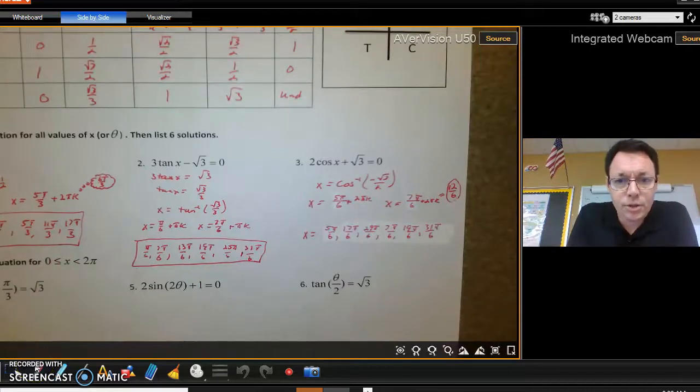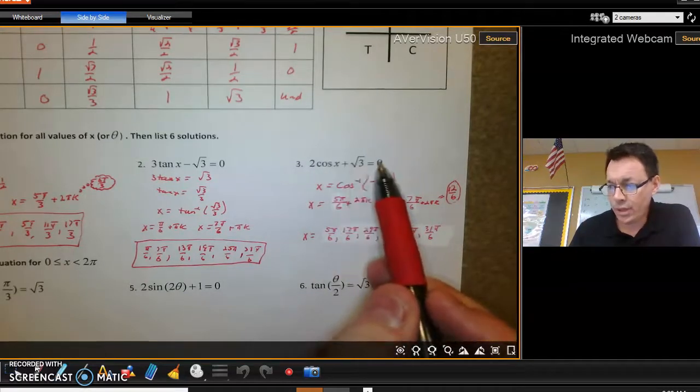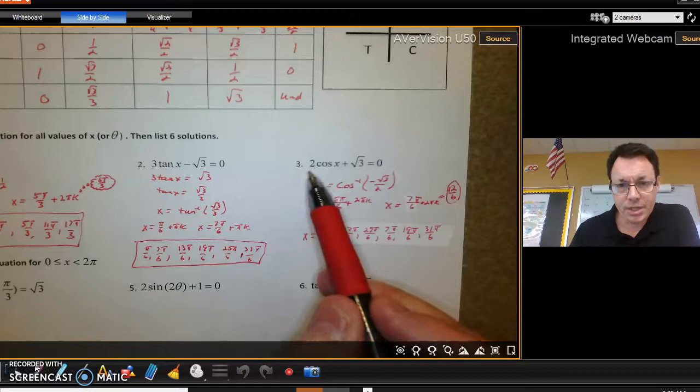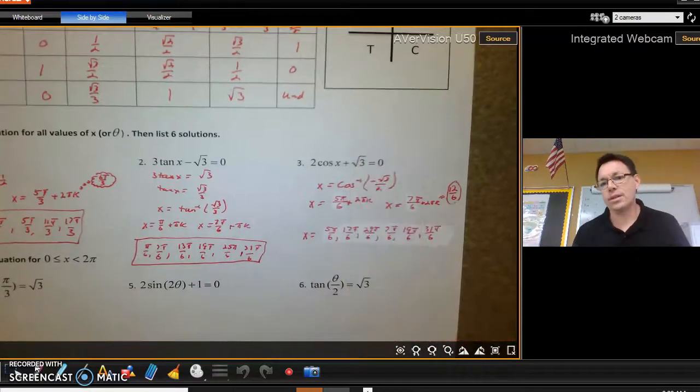All right, so check your answer with mine. Okay, so first I solved this equation. I moved the radical 3 to the other side. It became negative. I divided by 2. I moved the cosine over. Okay, this is the whole reason we did that whole lesson on inverse operations, just to kind of familiarize ourselves with how to move these things around.